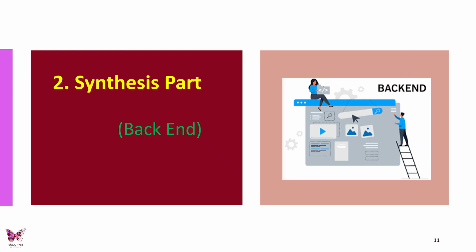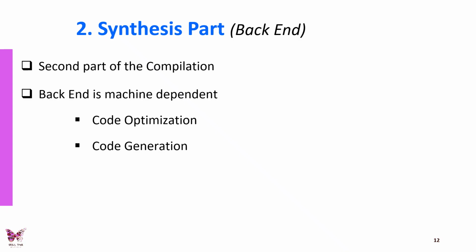The second part of the compilation is the synthesis part. It is also known as the backend. The backend is machine dependent. The remaining two phases of the compiler are code optimization and code generation. The backend constructs the target code from the syntax tree and from the information in the symbol table. Here, code optimization offers efficiency of code generation with the least use of resources.